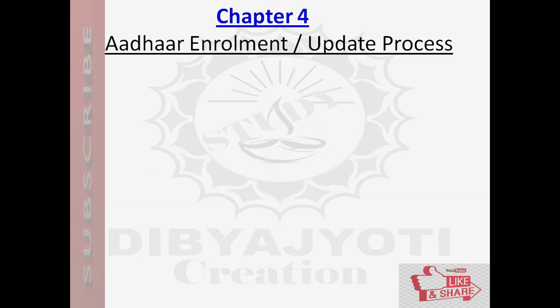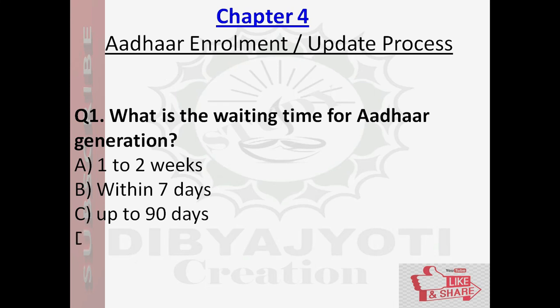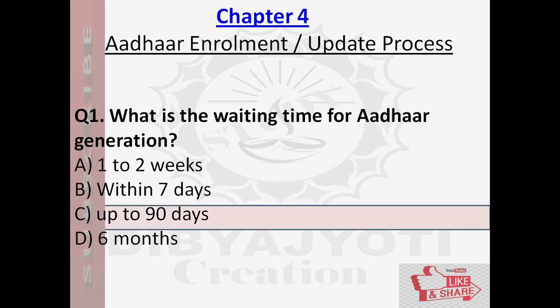Chapter 4, Aadhar Enrollment or Update Process. Question number 1. What is the waiting time for Aadhar generation? Option A, 1 to 2 weeks. Option B, within 7 days. Option C, up to 90 days. Option D, 6 months. And answer is option C, up to 90 days.